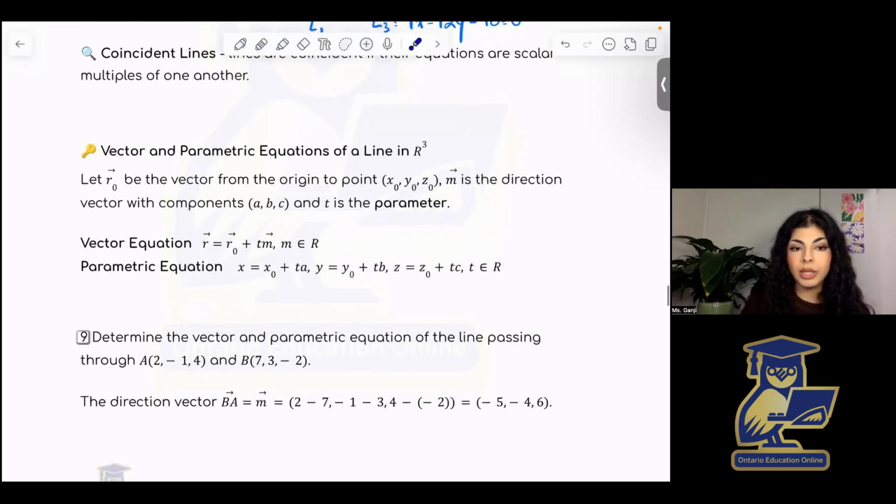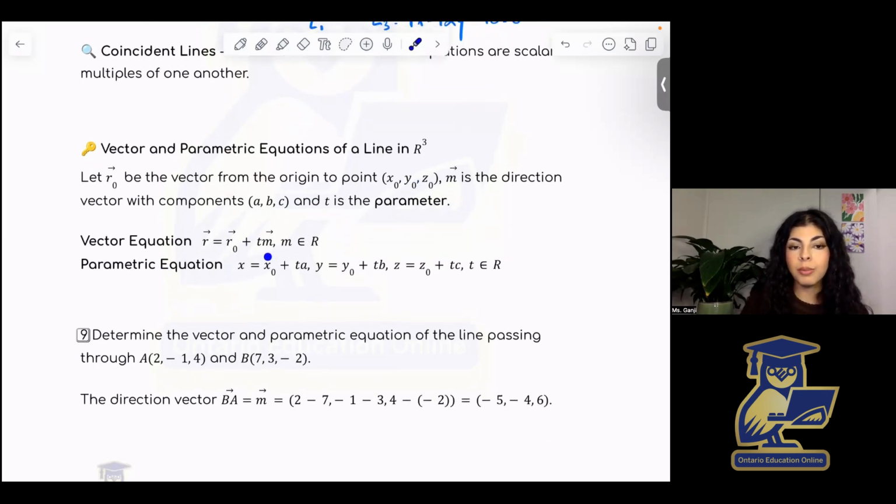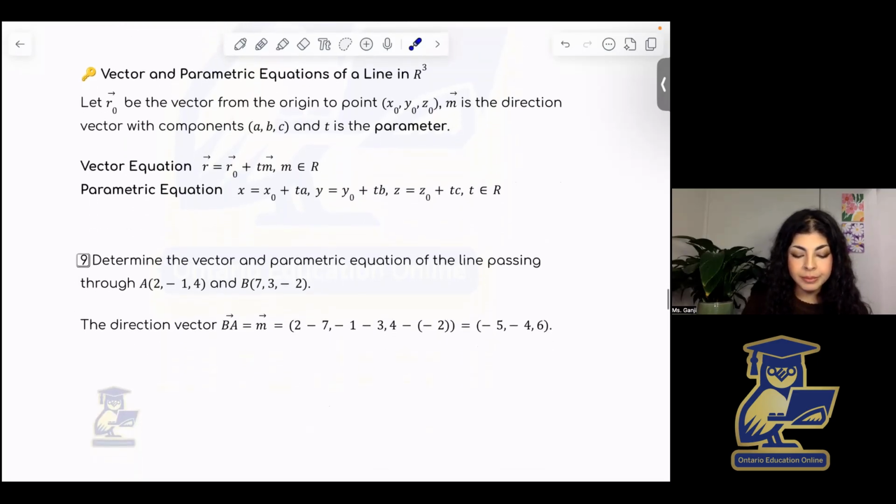So with the vector equation, same thing, r0 plus t times m. And now with the parametric equation, which we derive from the vector equation, we have the same process, except now we also have z, which is equal to z0 plus t times c, again for t in the set of real numbers. So let's look at this example here.